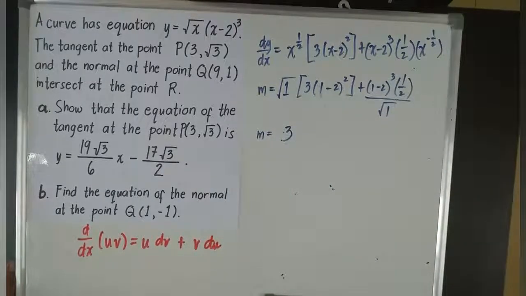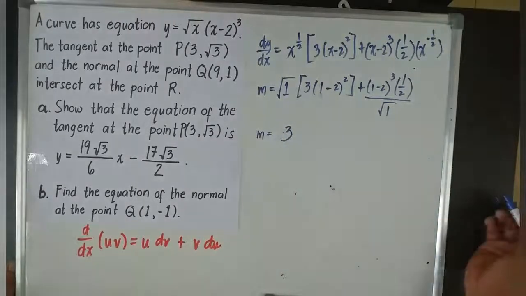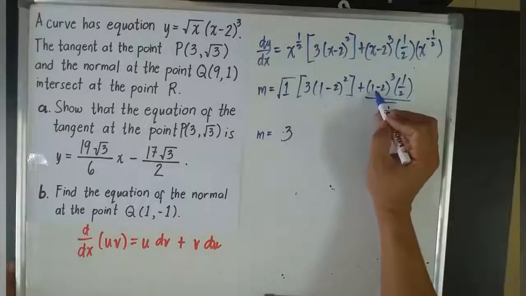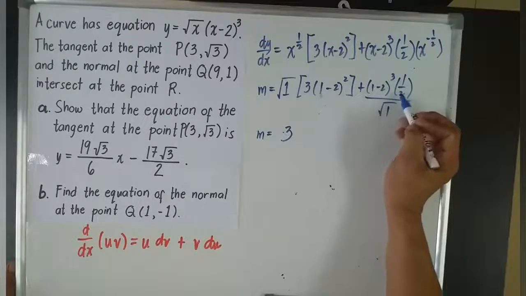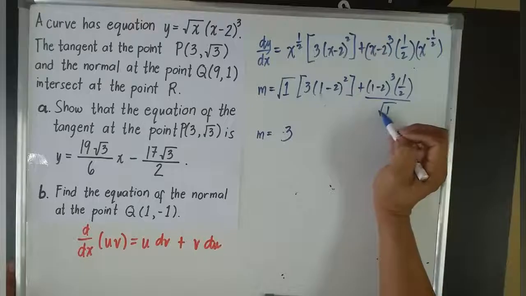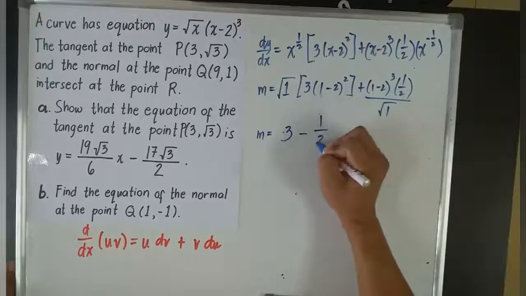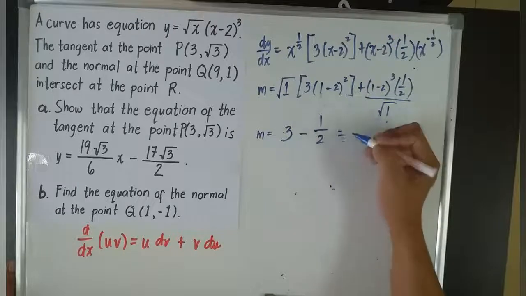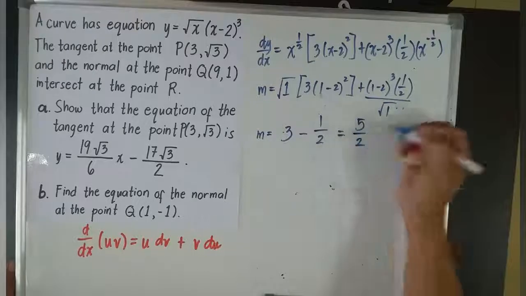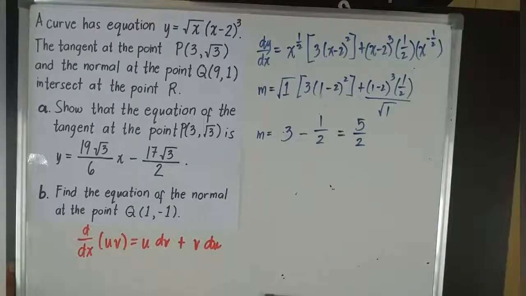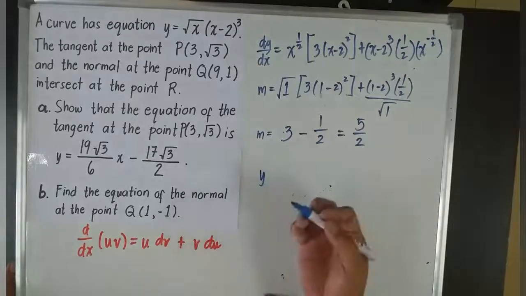Okay. Next, plus, or it might be minus. So negative 1, 1 minus 2 is negative 1. Cube is negative 1. Negative 1 times 1 half is negative 1 half. Divided by 1 is negative 1 half. So m here is equivalent to 3 minus 1 half is 5 over 2. Okay? So let's use that 5 over 2. It can also be 2.5. It doesn't matter, to plug in the equation of the line.